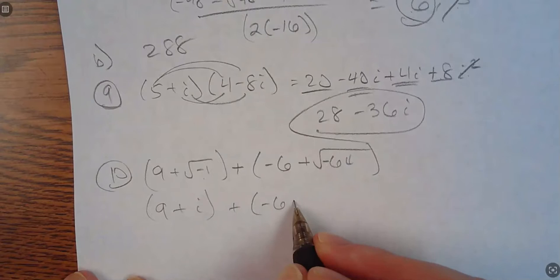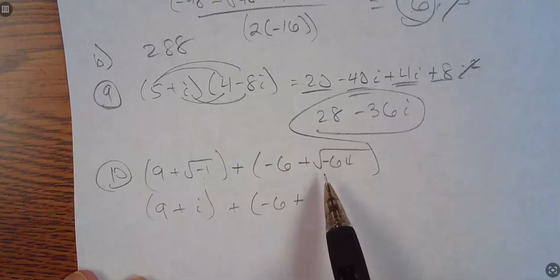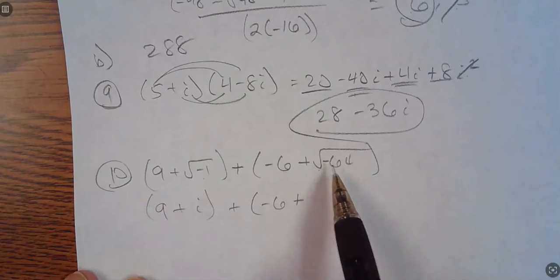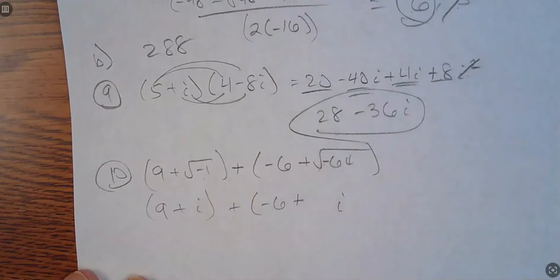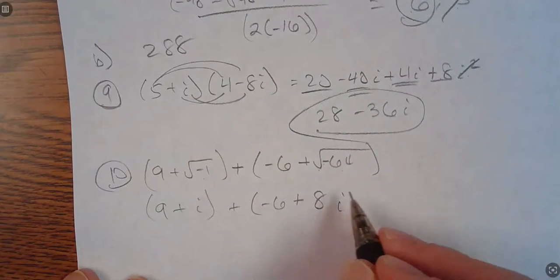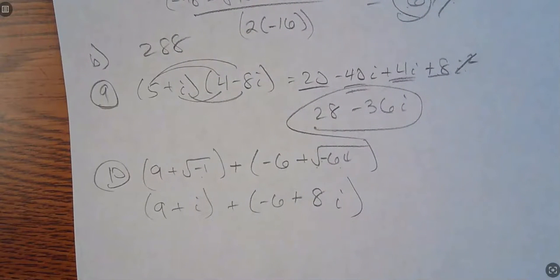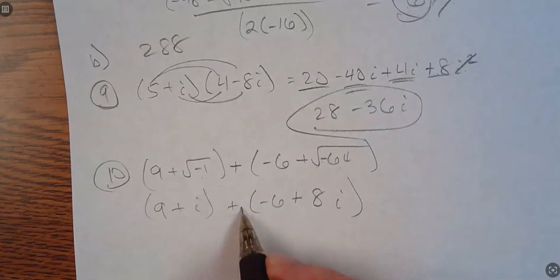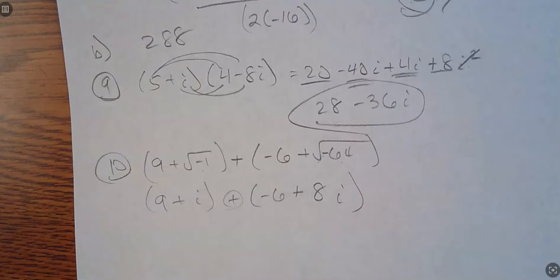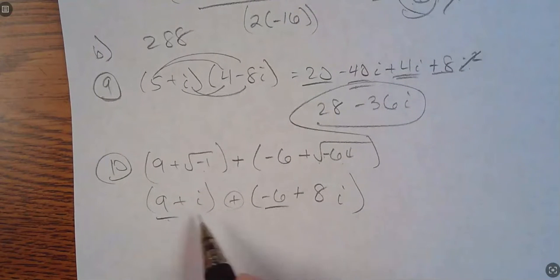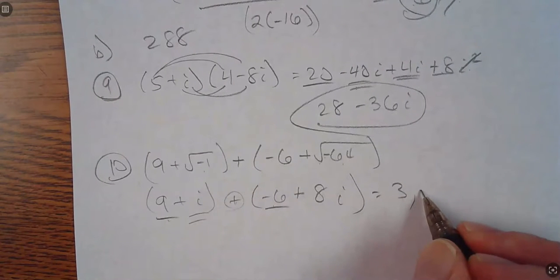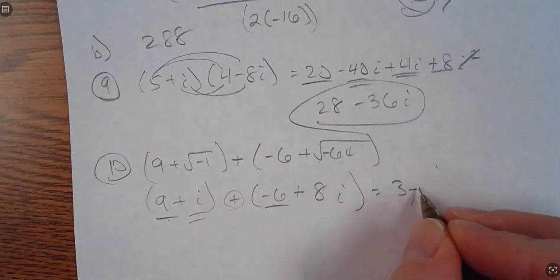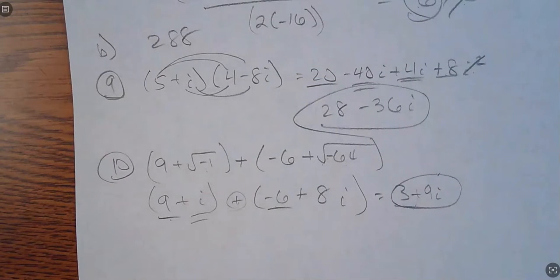-6 plus, now the square root of -64. The negative comes out as an i. Now what's the square root of 64? 8. So it's the same thing as -6 plus 8i. Now do addition. Don't multiply or anything else. We're going to do addition. So add like terms. 9 plus -6 is 3. i plus 8i is 9i. Plus 9i.